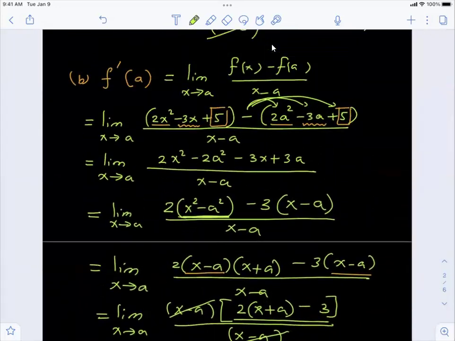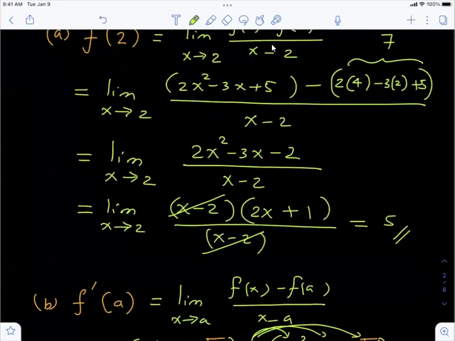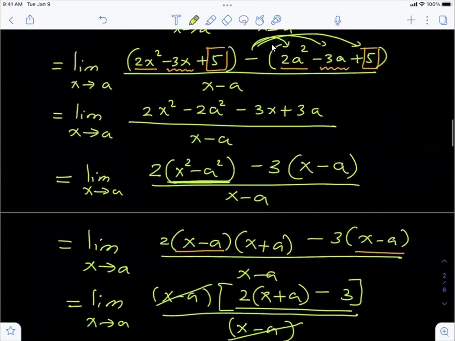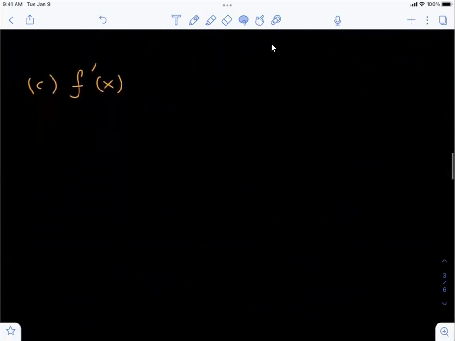Does that validate the answer that we earned earlier? F prime at 2 when a equals 2, in other words, that's exactly 5. So you can do these computations in general form, or you can do it specifically, but it's that simple. Now let me show you the third aspect of this example.